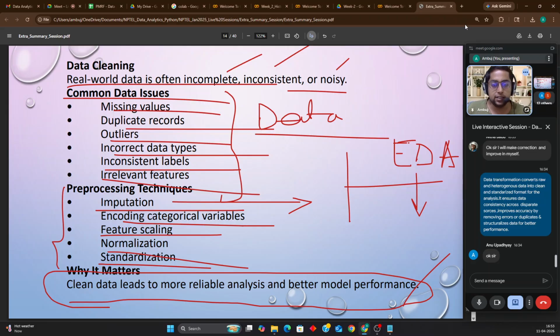Performing data cleaning has the same analogy as an examination. I already told you: cleaner the handwriting, fewer the short forms used in the answer, better the readability, better the human evaluation, better the score you get. Similarly, cleaner the data, more reliable the analysis, better the model performance.